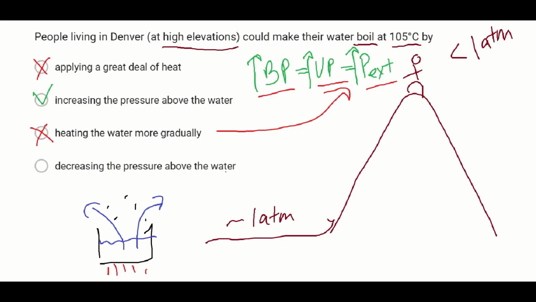Decreasing the pressure above the water. If you remove even more air, that means the required vapor pressure is going to be even lower. So water is going to boil at an even lower temperature.